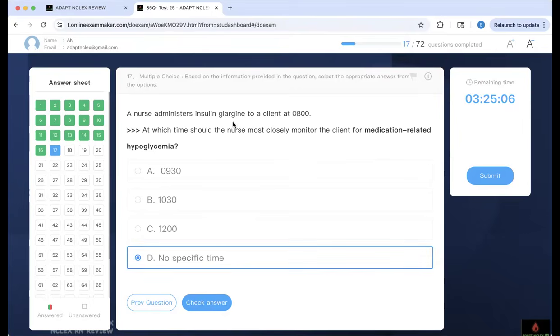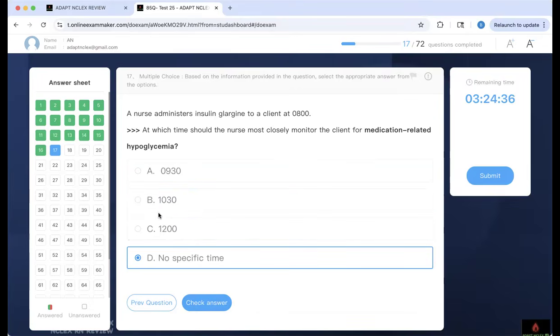Why? Glargine is long-acting. It has no peak. The peak time is when you will get hypoglycemia. Therefore, no specific time. If it's fast-acting, then it will be 9:30 because it's 1 to 3 hours. So you had 1 to 3 hours, half an hour, 30 minutes, it will be 9:30. If it's just a regular insulin, it's usually 1 to 5 hours. So maybe 2, 3 hours after you had it, you get that.